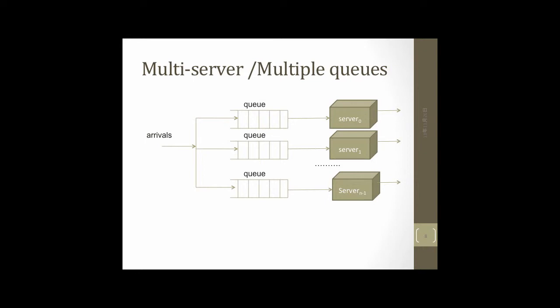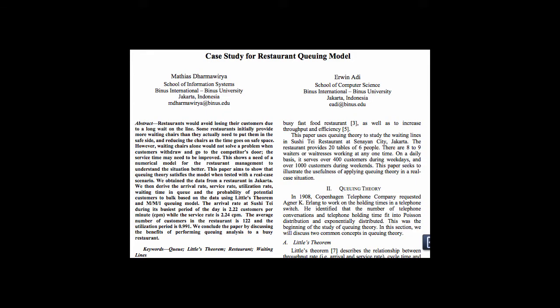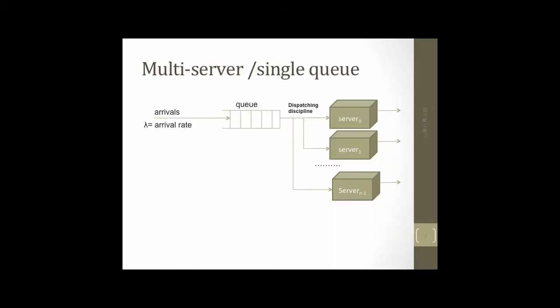For the case study, the restaurant queuing model is a tricky one because it can use both multi-server setups. However, it depends on time. For example, at dinner time, it should use multiple queues. However, during normal daytime, it should use a single one. That is the best way for their business. The example of multi-server, single queue.